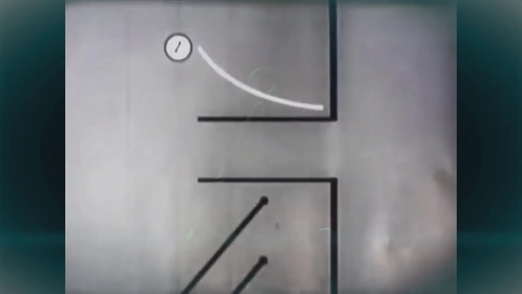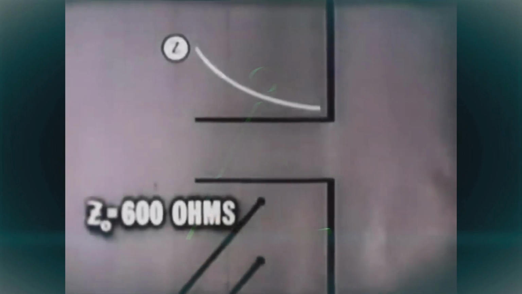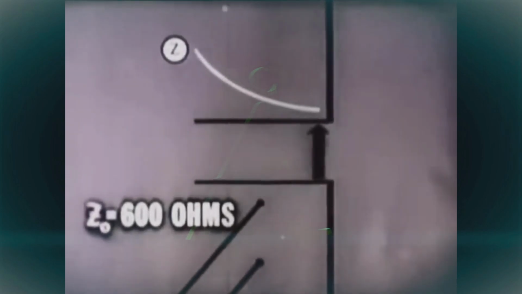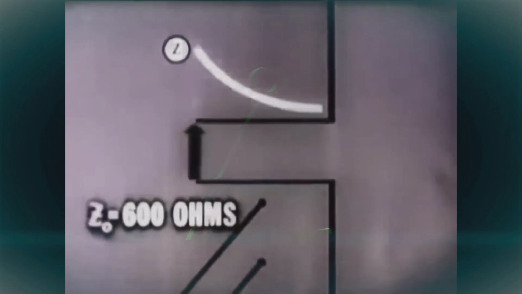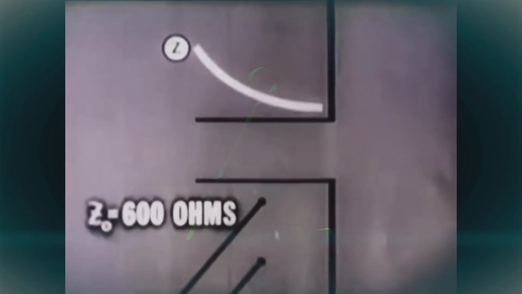There's still another way to match the characteristic impedance of a transmission line to the antenna. This method is called stub matching. Let's say we're given a transmission line with a characteristic impedance of 600 ohms. We know that a matching value in ohms can be found at some point along the length of the stub.